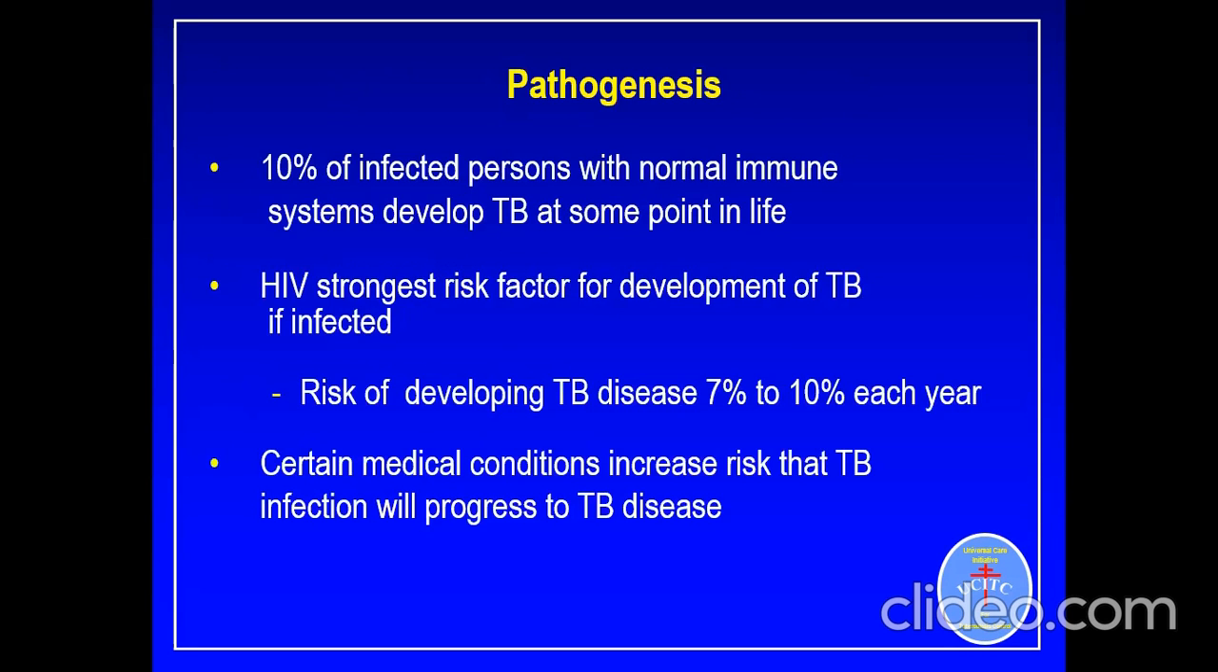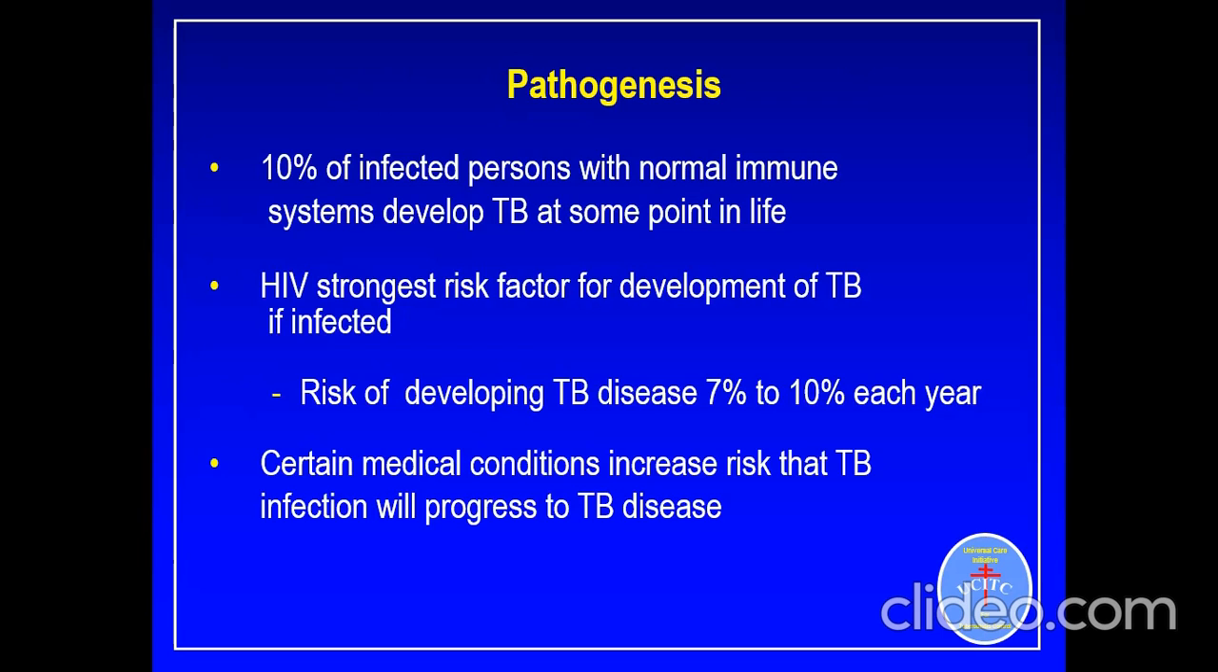And pathogenesis: the lifetime risk of developing tuberculosis in a person with normal immunity is 10%. So anyone who is infected, if his immune system is good, and he does not have any comorbidities or any other risk factors, then there is a 10% chance of that person developing tuberculosis.